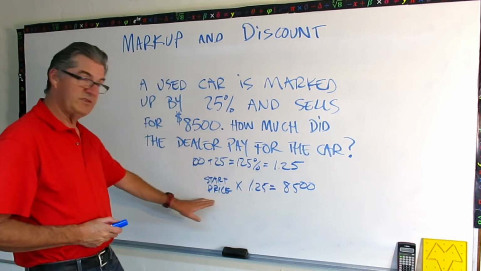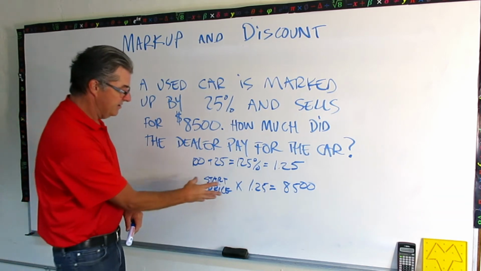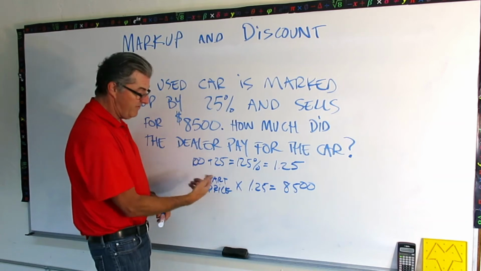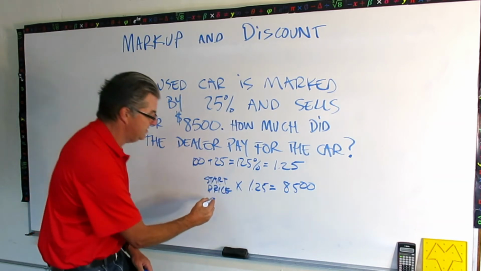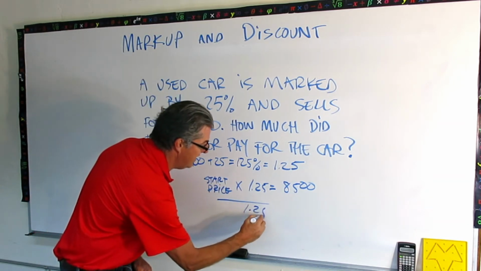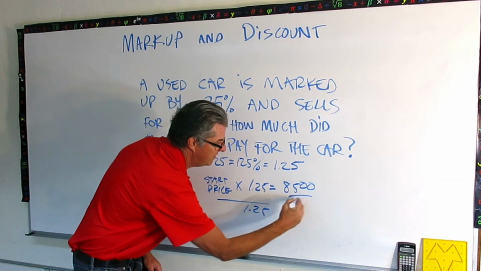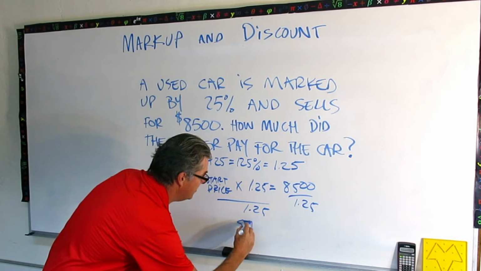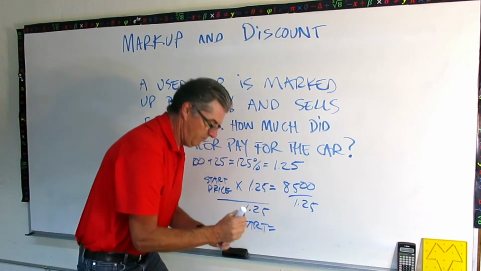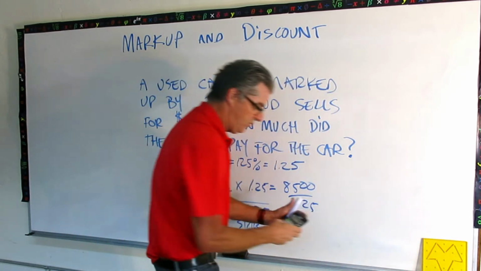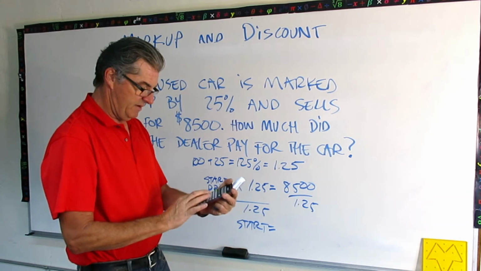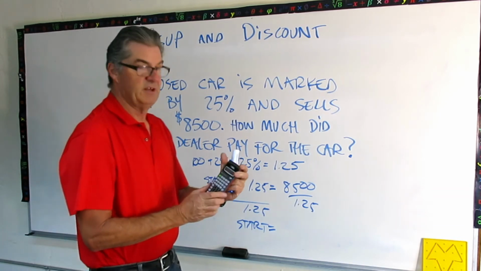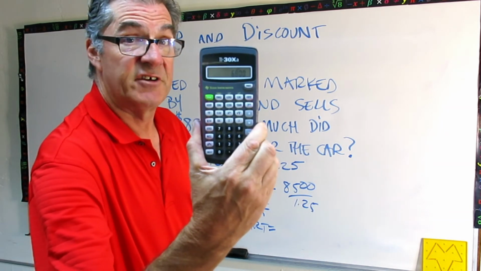So now all we need to do is solve this equation, and here's our variable, starting price. We've got a number times it, so to get rid of that, to get this alone, we just divide both sides by 1.25. And we're going to get, on the bottom, it will be the start price here. And then we're going to divide 8,500 by 1.25. 8,500 divided by 1.25 equals, we get $6,800.